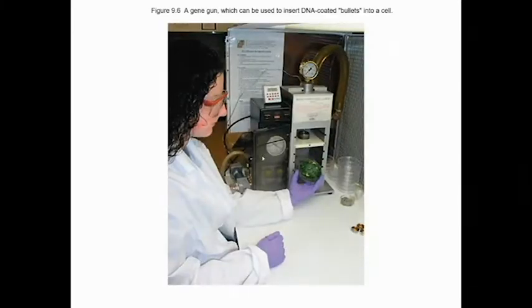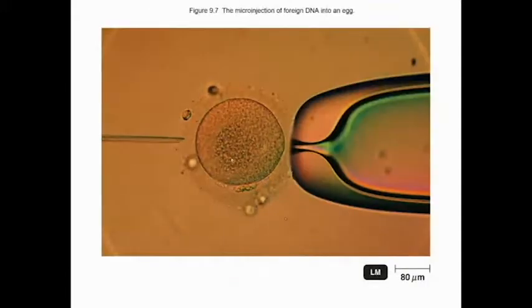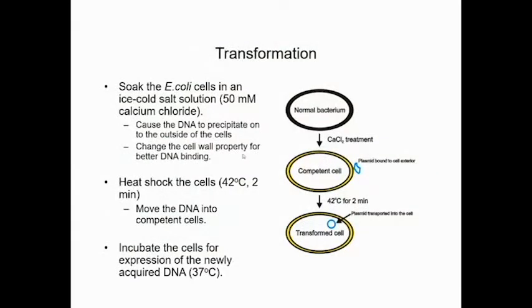And then microinjection. This is the gene gun: you put the DNA into the probe and shoot it into the cell, so the particles carry the DNA into the cell. And this is microinjection. Here is the probe, and you put the DNA in the probe and it enters the cell directly. That's called microinjection.